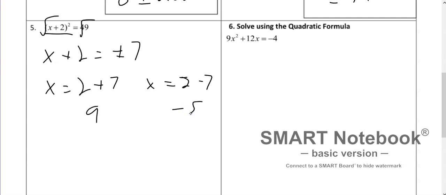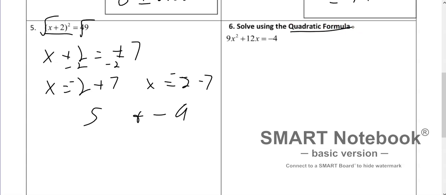negative 5. I just made a silly mistake, but it's okay to point it out. I'm subtracting 2. Okay? So that's negative 2 plus 7 and negative 2 minus 7, which means 5 and negative 9. Okay? Very simple mistake. It happens. No big deal.